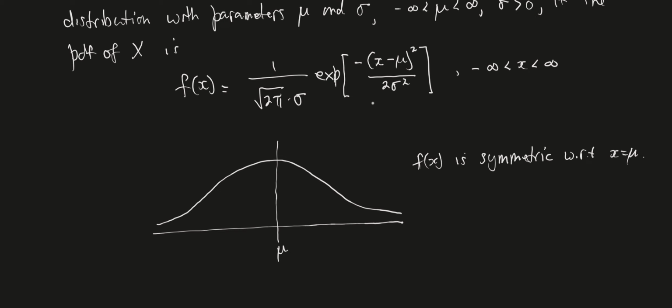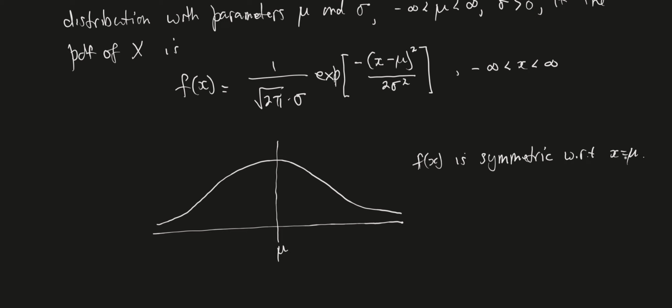However, it can be proven that this function, regardless of what the mean and the standard deviation are, if you integrate it over the entire sample space, will still equal 1. That it still has to be a valid PDF.